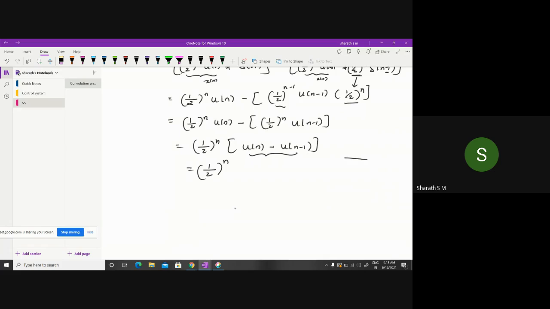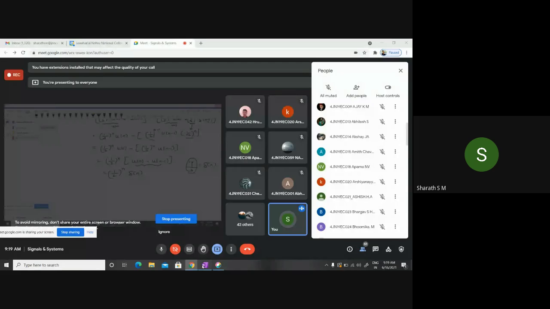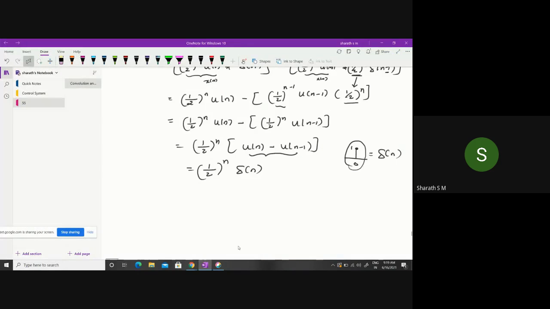So that concludes we have a sample at 0 that is equal to 1. So this concludes the impulse response is delta of n. So we can write down the impulse response as delta of n.